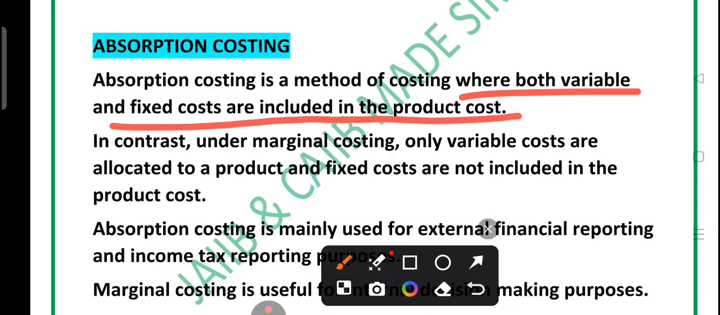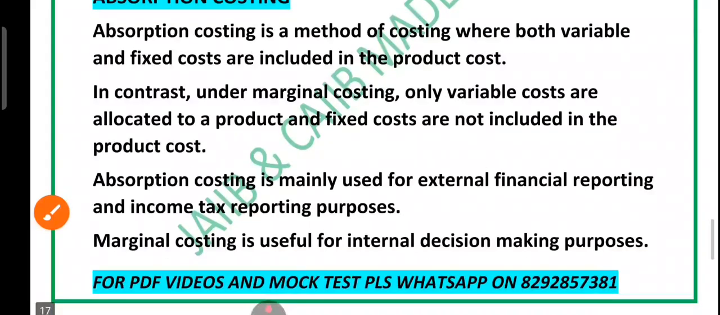On the other hand, in marginal costing, only variable cost was charged to the product. Fixed costs are treated separately, not included in the product cost. That's the difference. In absorption costing, we include both variable cost as well as fixed cost in the product cost, while in marginal costing, we only include the variable cost. We were not including the fixed cost.